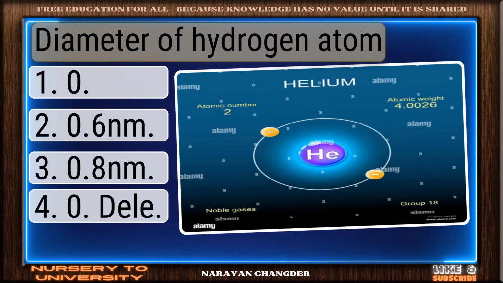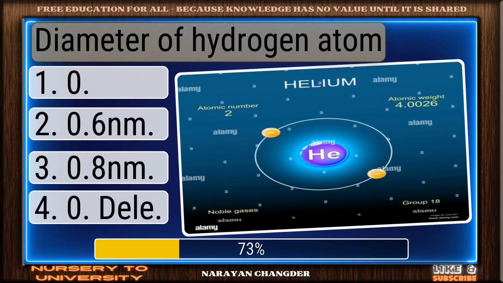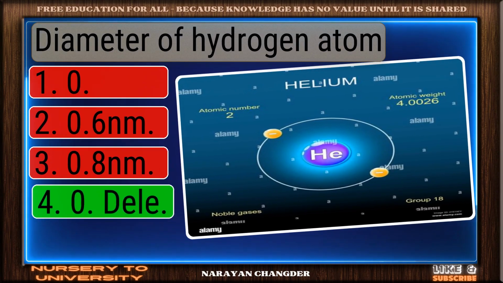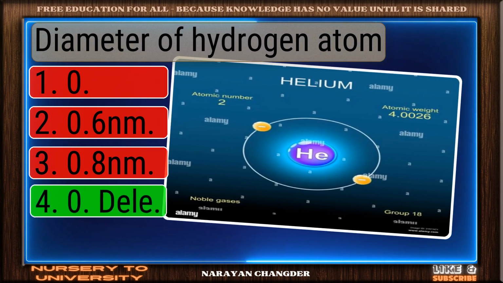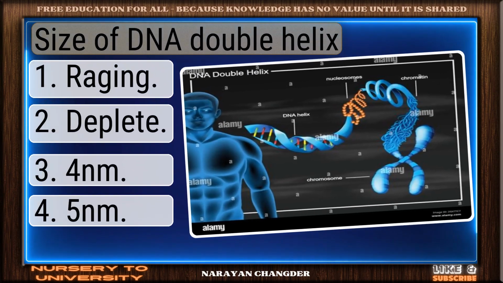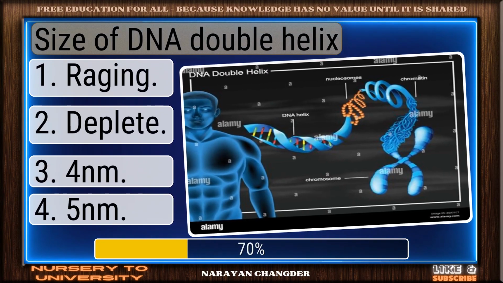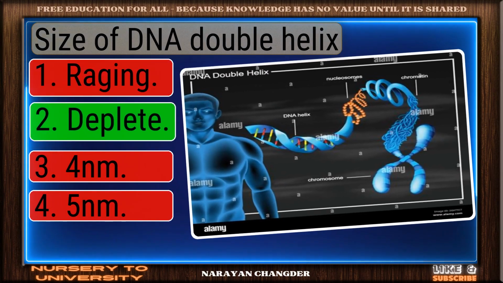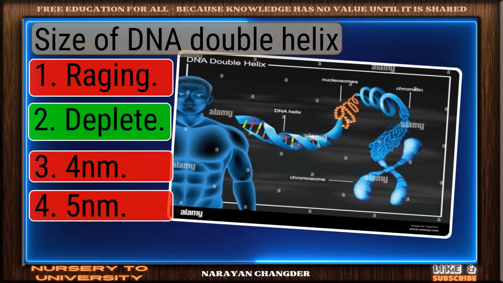Diameter of hydrogen atom. Good thinking. Del is the right answer. Size of DNA double helix. Solid response. Deplete is a valid choice.